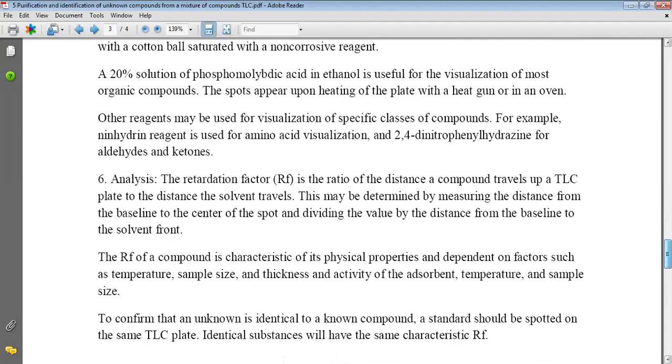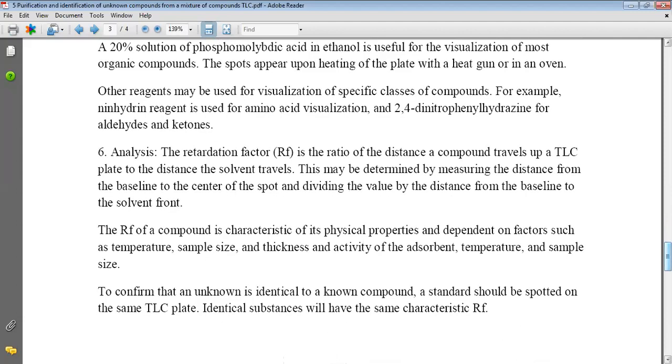And analyzing the retardation factor: it is the ratio of the distance the compound travels up the TLC plate to the distance the solvent travels. This may be determined by measuring the distance from the baseline to the center of the spot and dividing that value by the distance from the baseline to the solvent front. The Rf of a compound is characterized by its physical properties and depends on factors such as adsorbent, temperature, sample size, and the activity of the adsorbent.